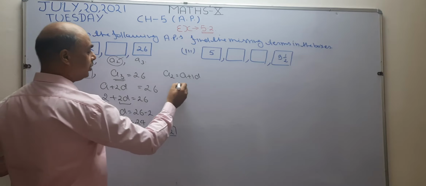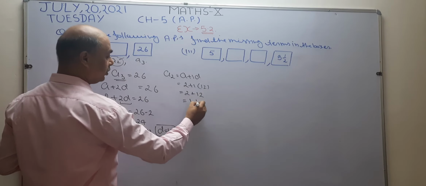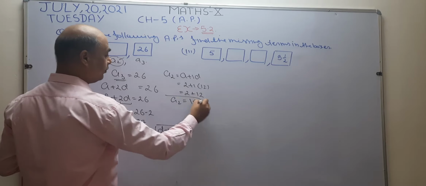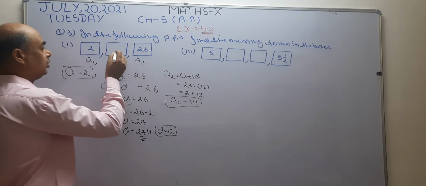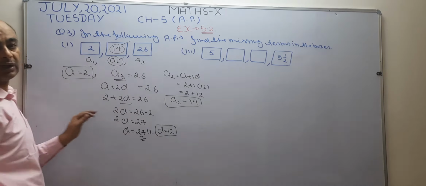Right here, 2. After that, 1 is there. The value of D is 12. So this becomes 2 plus 12 ones are 12. 12 plus 2 is 14. So the second term of the given AP is 14. So the answer is 14. The missing term is 14. I hope it is clear.